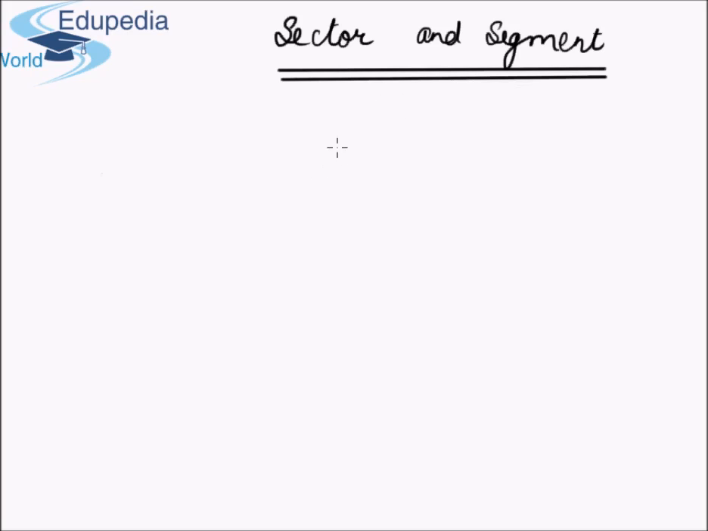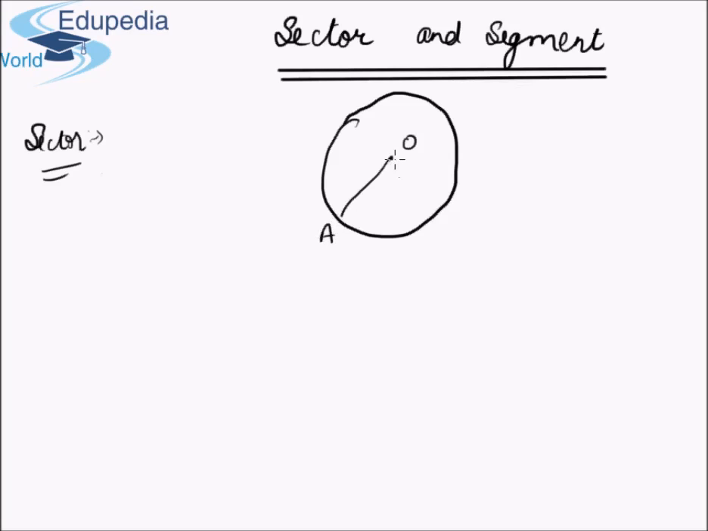Friends, if we have a circle with center O, then what is a sector? A sector is a portion of the circle enclosed by two radii. Say we have one radius as OA and the other as OC. Then the portion enclosed by these radii, that is this portion, will be the sector of the circle.